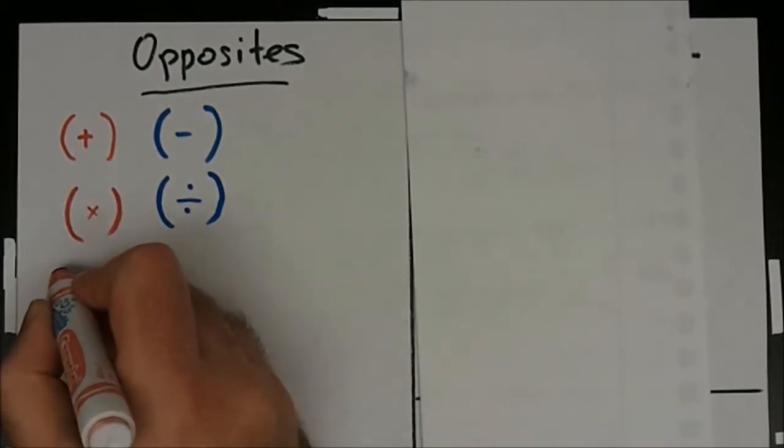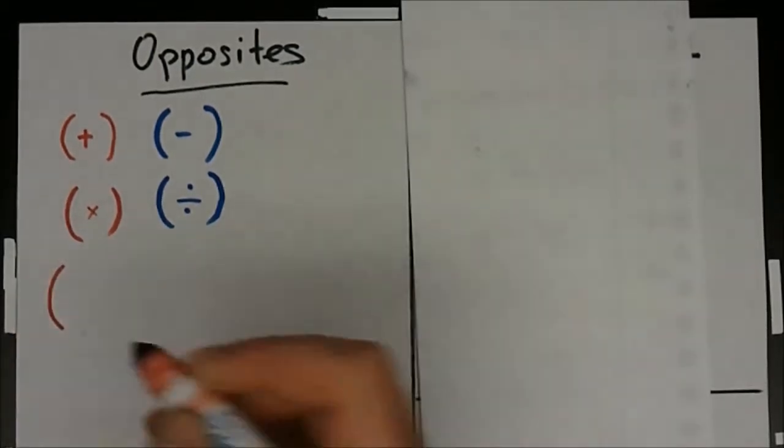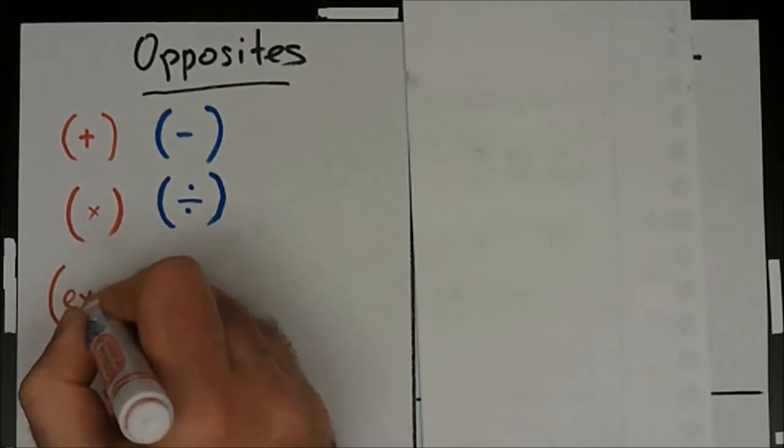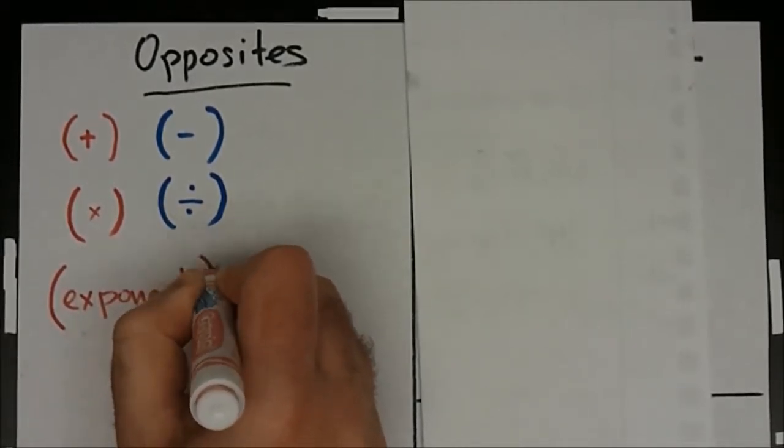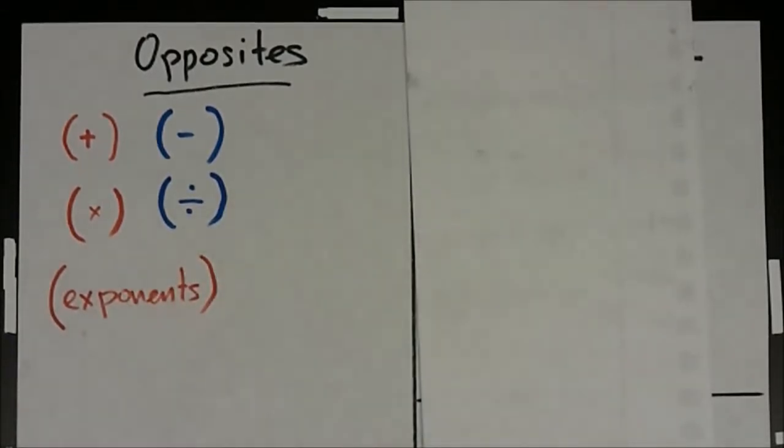Now we have something else we can do in math. We can take an exponent of something, a base. Exponents, or powers. Can someone tell me what it means to take an exponent of something? What happens when you have an exponent? What is the definition?